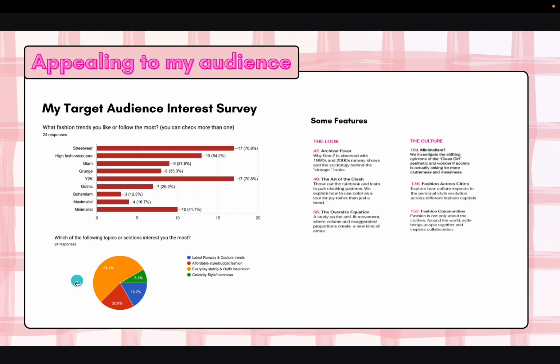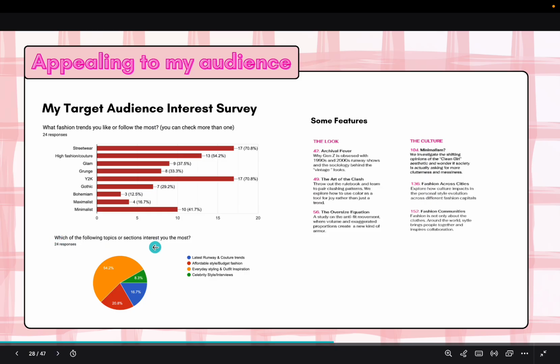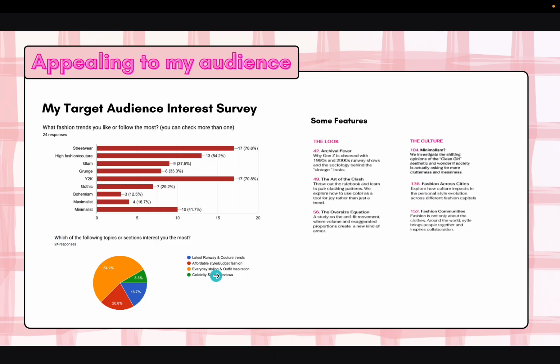Now, these are the topics or sections they will be more interested in, and they really like everyday styling and outfit inspiration, and the one they liked less was the celebrity style interviews. So what I decided to do was follow fashion conventions with the style of interview for the concept, but within the topic it would be talking about everyday styling and outfit inspiration, as my fake celebrity is talking about personal style and how to have these quick tips for their personal style.